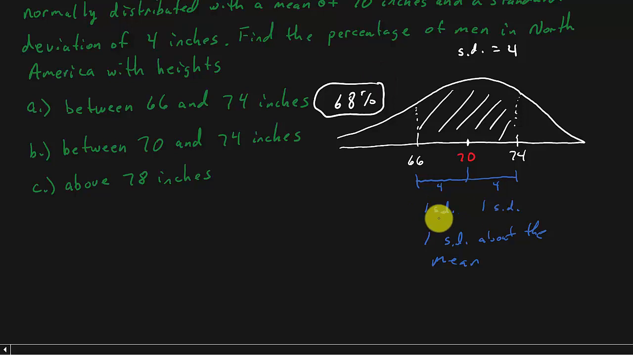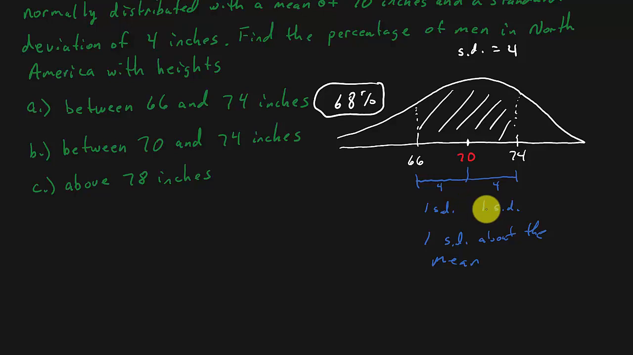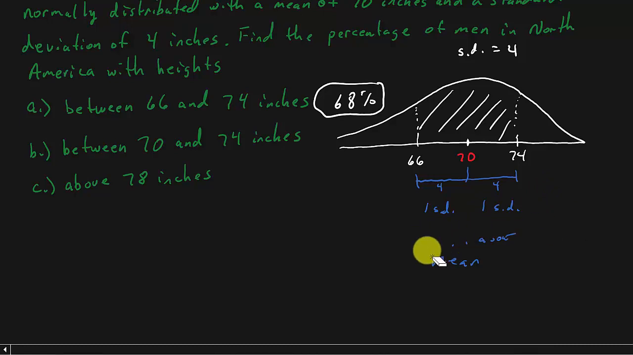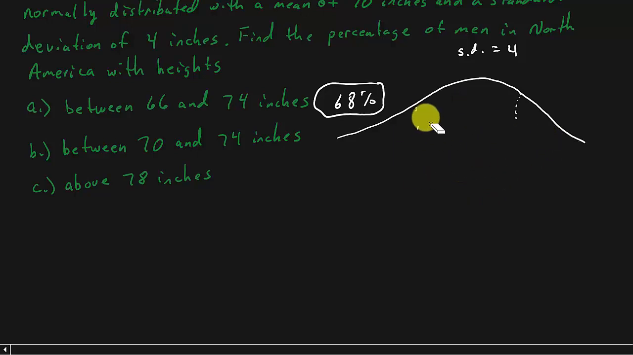So you've just got to draw it out, and you've got to see, okay, one standard deviation about the mean. And so I go up there and look, and that one standard deviation about the mean, 68%. All right, so that's question 1, or A, I guess you could say. So now let's look at B. Between 70 and 74.